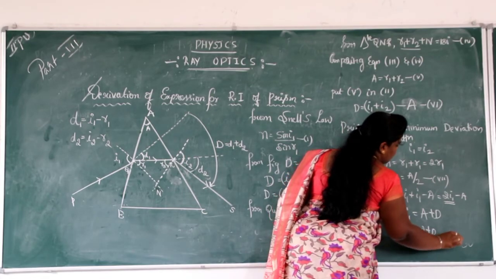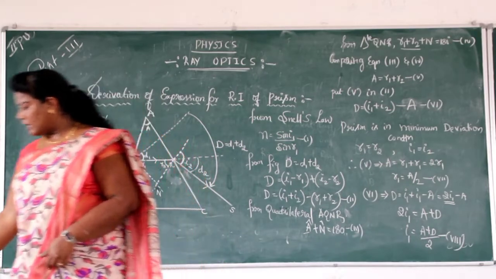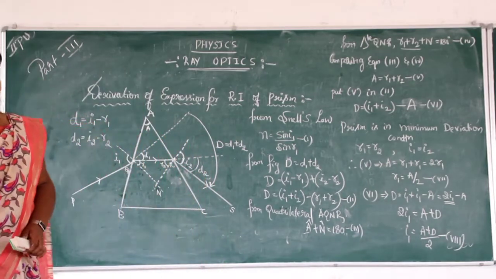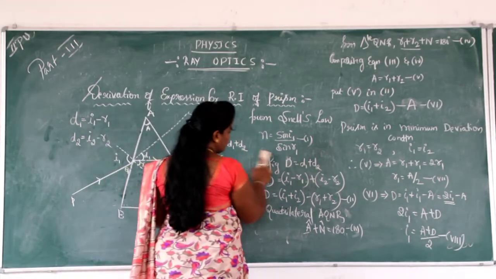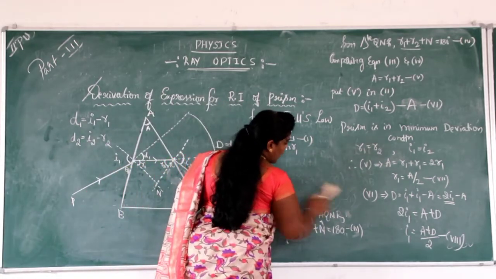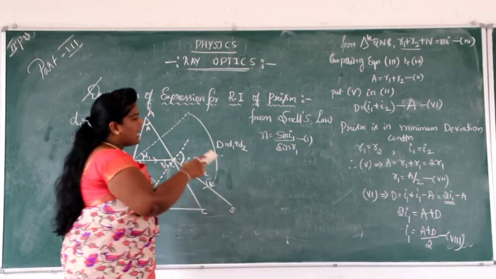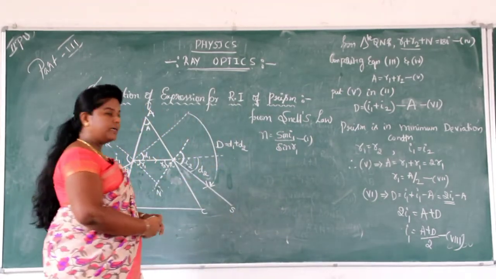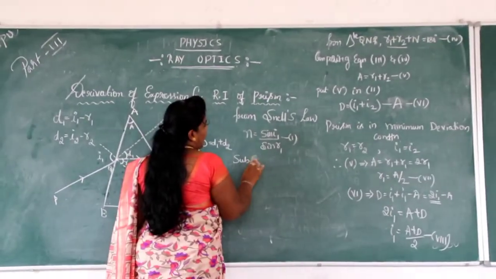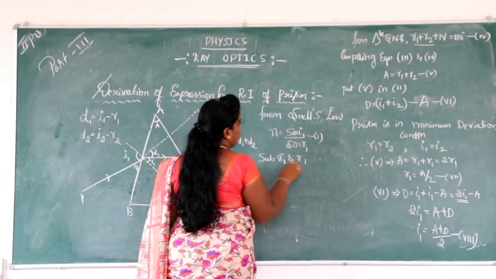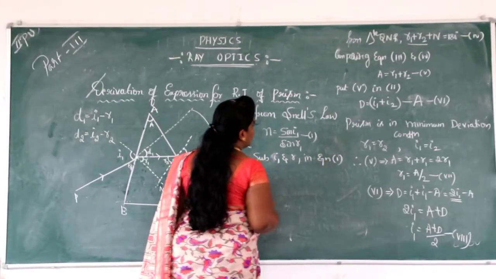Take it as equation number 8. Now my dear students, our job is almost completed. We calculated the value of I1 and also the value of R1. So now let us substitute I1 and R1 in equation number 1. Let us see what will happen.